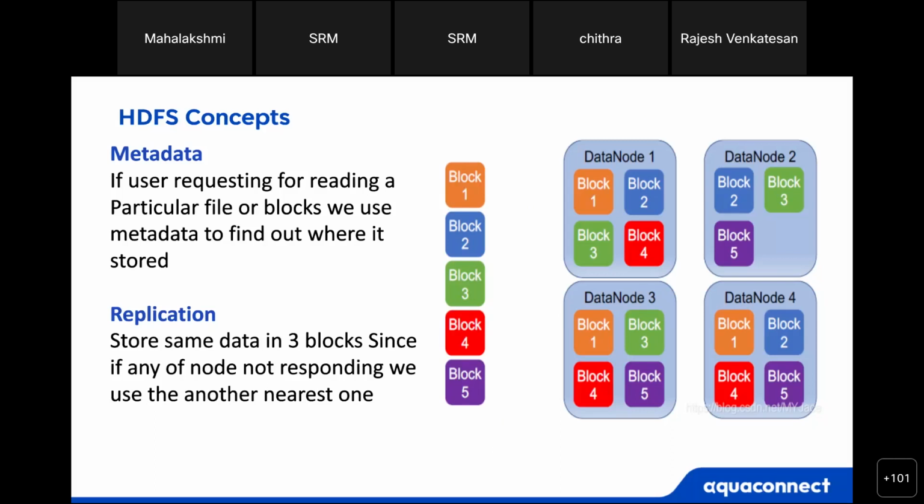So whenever data node 1 fails, I am able to get my block 1 data from another nearby node. If data node 3 is nearest to the user, I get the data for him from data node 3, else I get the data for him from data node 4.